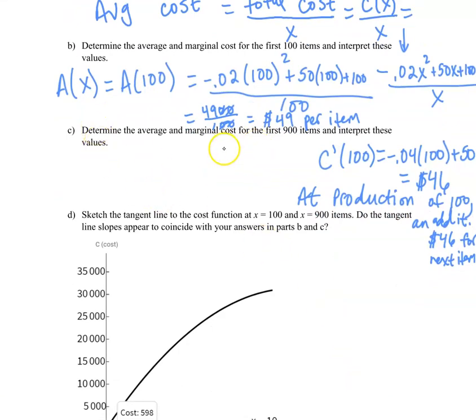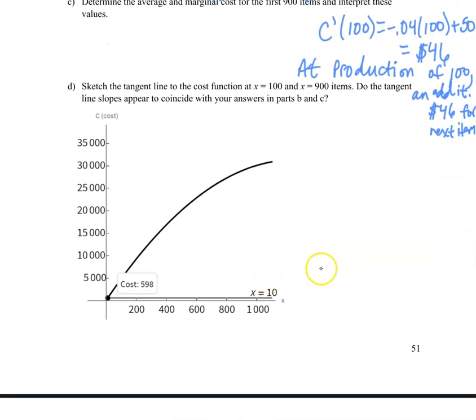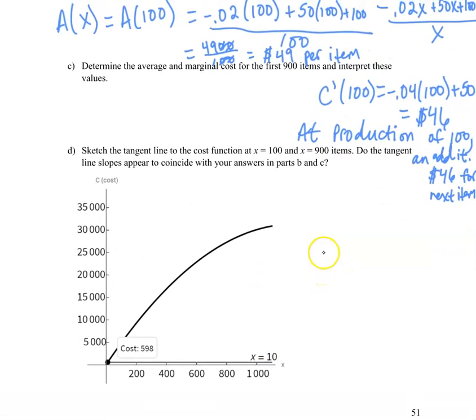Part C is basically the same question. They're just using 900 instead of 100. So I'm going to skip that part for right now, but it's the same idea. You would calculate the average and plug in 900 for x. For the marginal cost, you would just plug 900 into your marginal cost, your C prime function. D says sketch the tangent line to our cost function at those two locations.